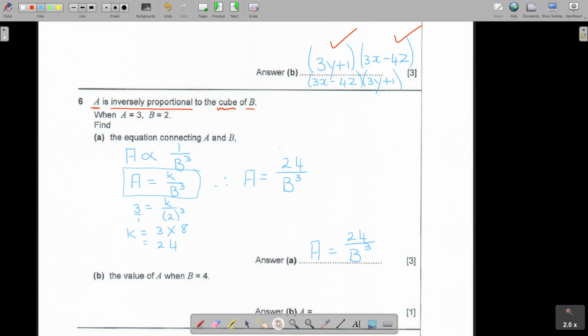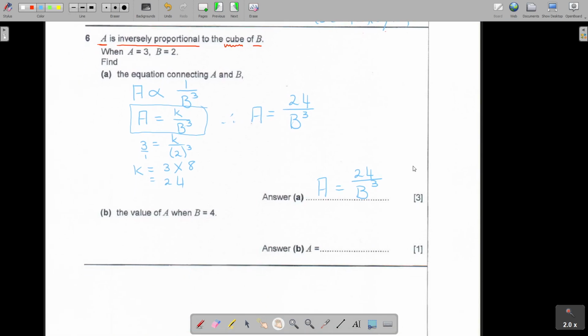Okay. And then I'm going to use the equation. Find the value of A when B is 4. So now I'm just going to say A, and in the place of B, I'm going to put the 4. And that is going to be 24 over 4 to the power of 3, which is 64. And that is 3 over 8, or 0.375. So what is the value of A? You can either say 3 over 8, or you can say 0.375. Any one is correct.